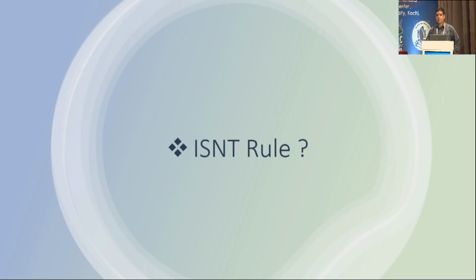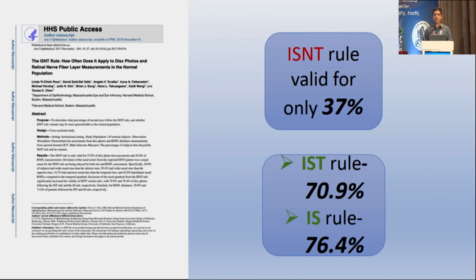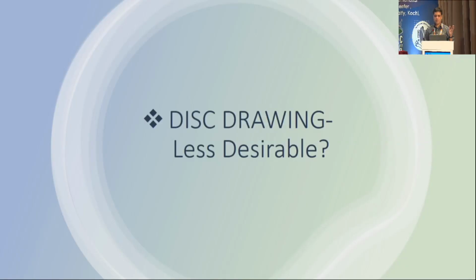We have talked about the ISNT rule before, but it was originally formulated in this paper, published way back in 1988 when imaging technologies were more nascent. With more advanced technologies, we have found that the ISNT rule is valid only for less than 50% of patients, because the nasal rim varies highly. So if you want to follow some rule and look for any break of the neuroretinal rim rule, it's probably better to stick to the IS rule, where the inferior is thicker than the superior, because this is present in more than three-quarters of patients.